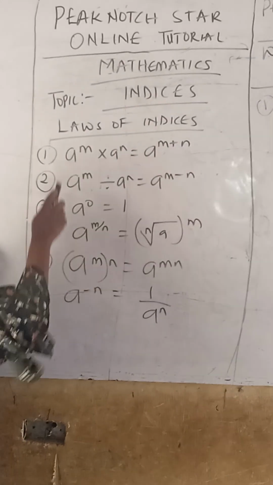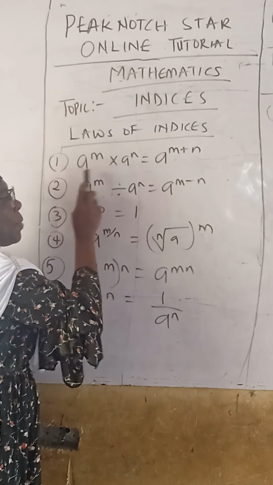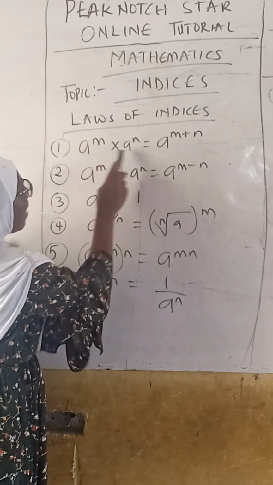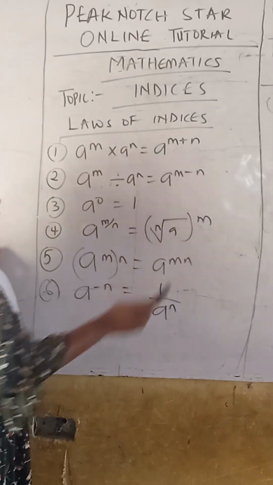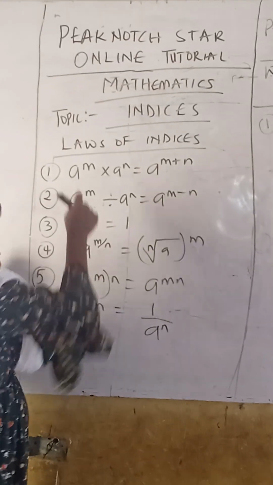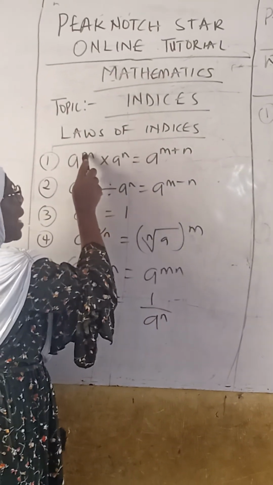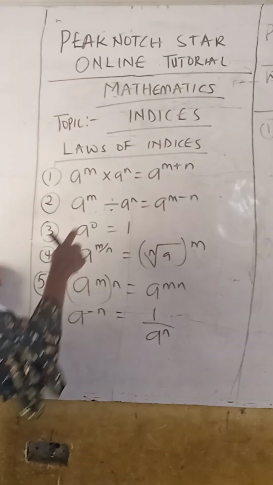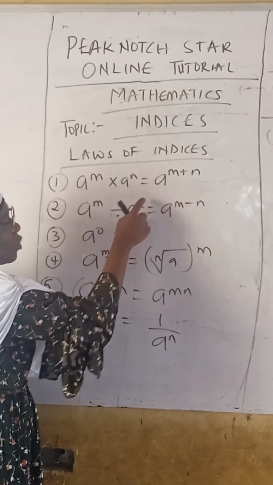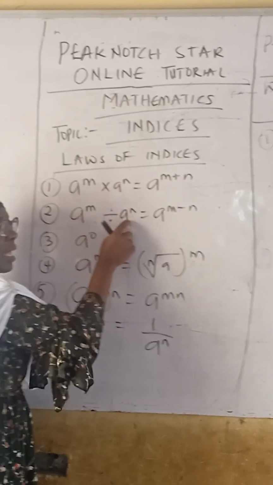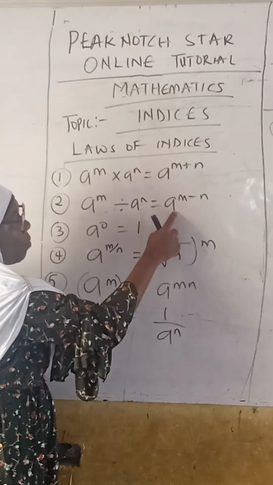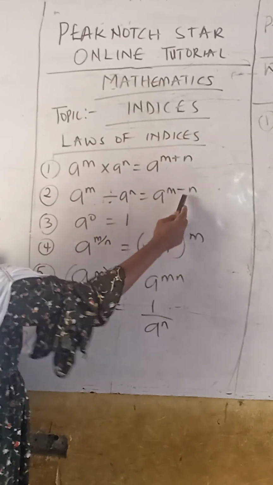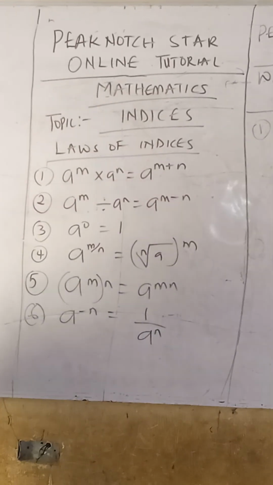The first law says that when you have a common base, a particular base raised to a power times the same base raised to another power, then it means you bring out the common base, which is A, then you add the powers. The same thing with number 2, A raised to power m divided by A raised to power n. Check if they are the same base, they are the same, bring out the common base. Whenever it is division, you will subtract the powers. That's what the principle says.